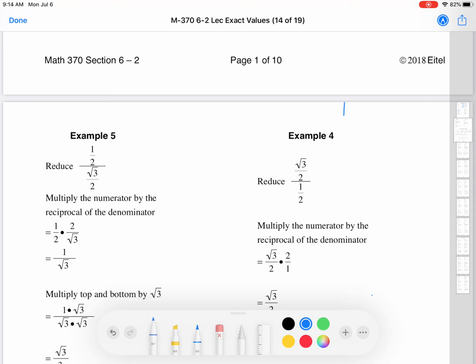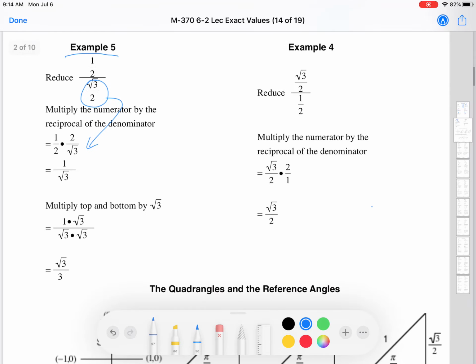And so we'll have these possible divisions depending upon how that was instructed to you in your previous course. So again, nothing earth-shattering here. If we have 1/2 divided by root 3 over 2 like we do here in example 5, we're going to multiply by the reciprocal of that, which is 2 over root 3, and we get 1 over root 3. Can't leave it like that, so we multiply top and bottom by root 3, and we get root 3 over 3.